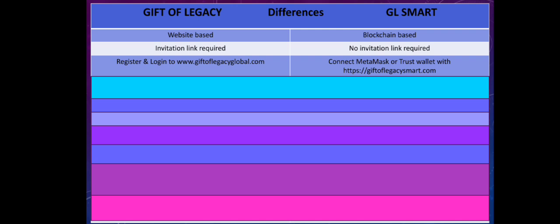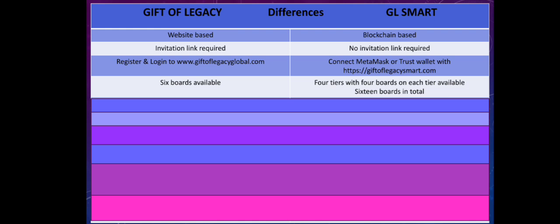In Gift of Legacy, you need to register with the link and then log in to giftoflegacyglobal.com. In GL Smart, you must first have a MetaMask or Trust wallet, and then you connect your wallet to the GL Smart contract with the link giftoflegacysmart.com that you paste in the search bar of your wallet.